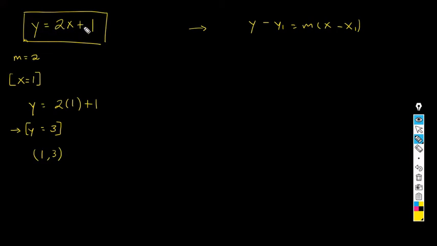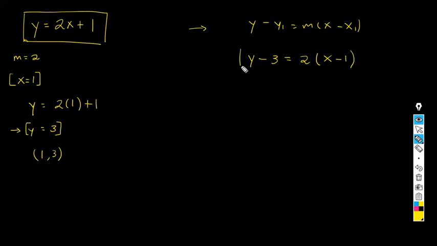Okay? So we already have a point that belongs to this line. And that's all we need in order to complete or to substitute all the information in here. Because now we can do this. Y minus y1, which is this coordinate of the point that we know, equals the slope, which is 2, times x minus the x coordinate of the point that we know, which is 1.